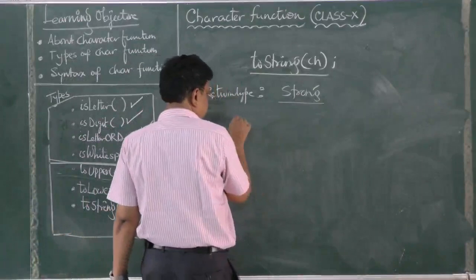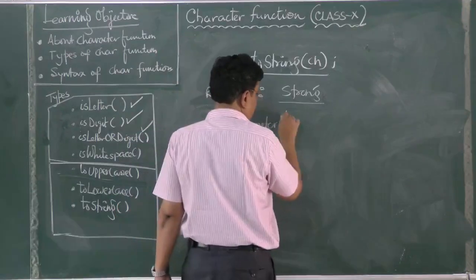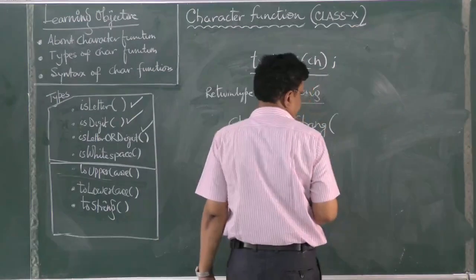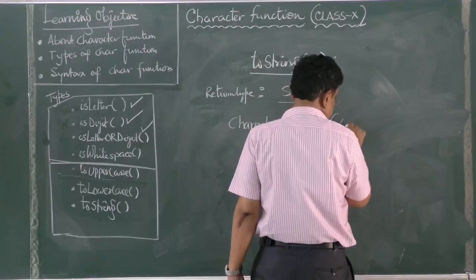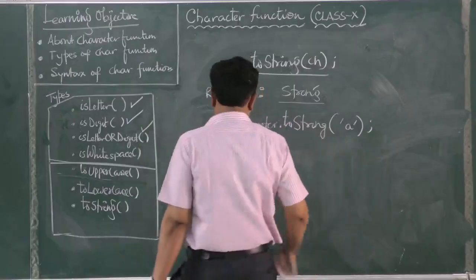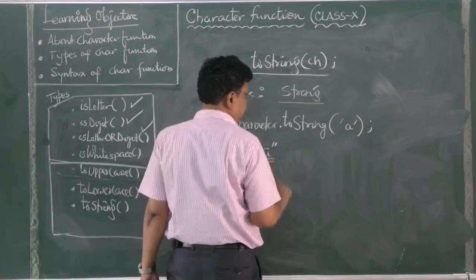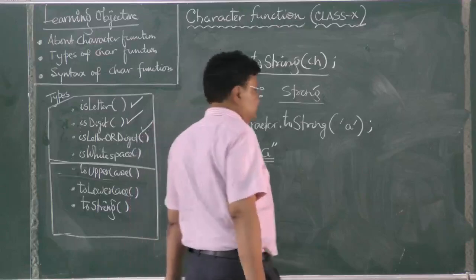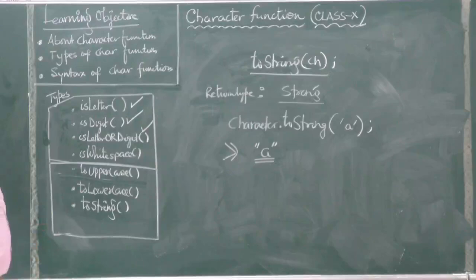Now if I write Character dot toString, any character I write, for example A, then I give the semicolon, then the result will be a string type within double quotes. So this brings us to the end of these seven character functions.